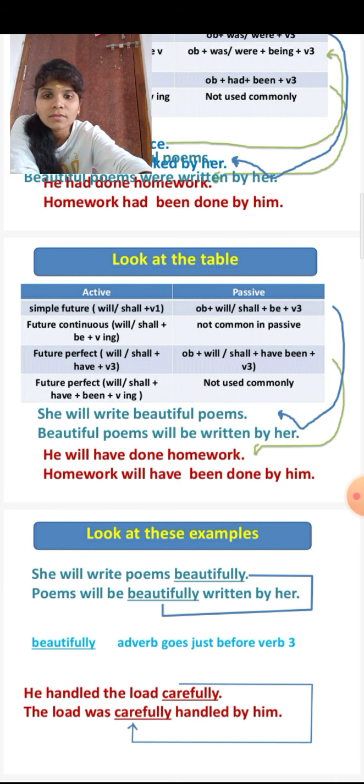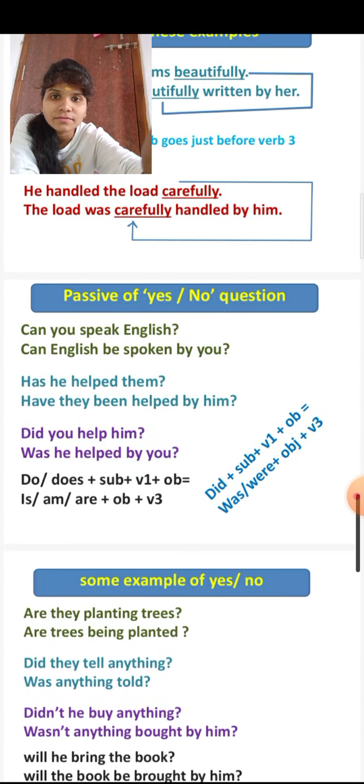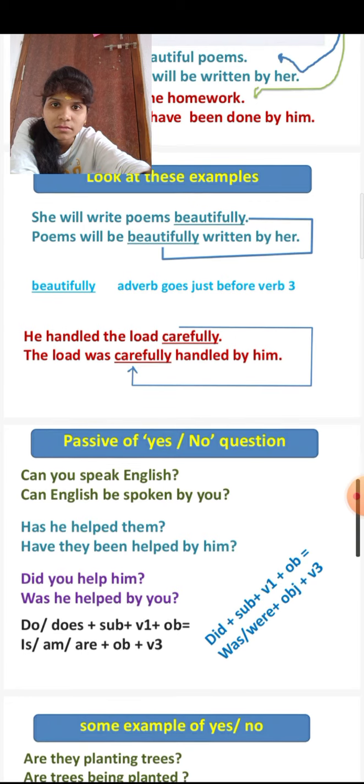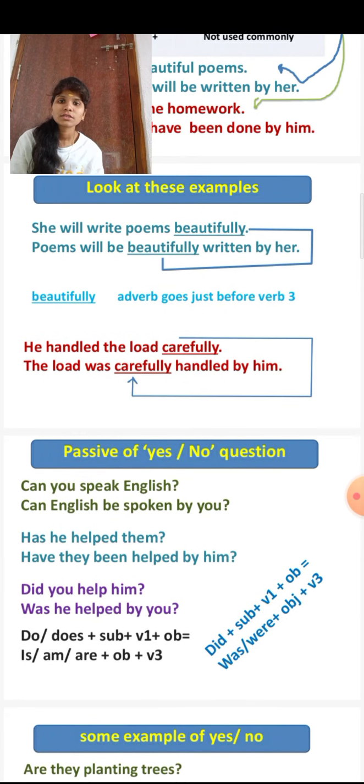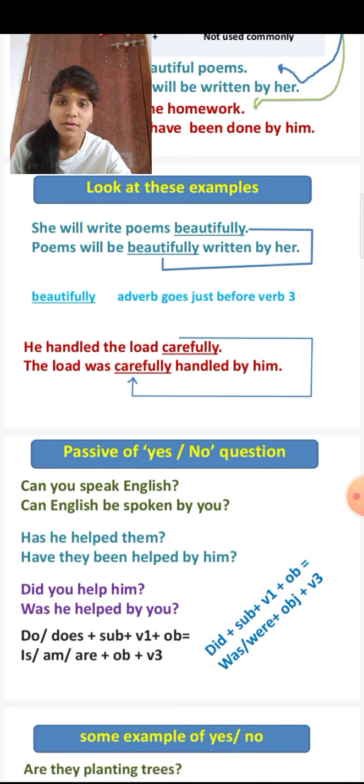Next here, look at these examples. She will write poems beautifully. Poems will be beautifully written by her. So if the sentence is showing an adverb or adjective also, it goes just before the verb V3 form only. So before the V3 form only you have to add the adverb or adjective.